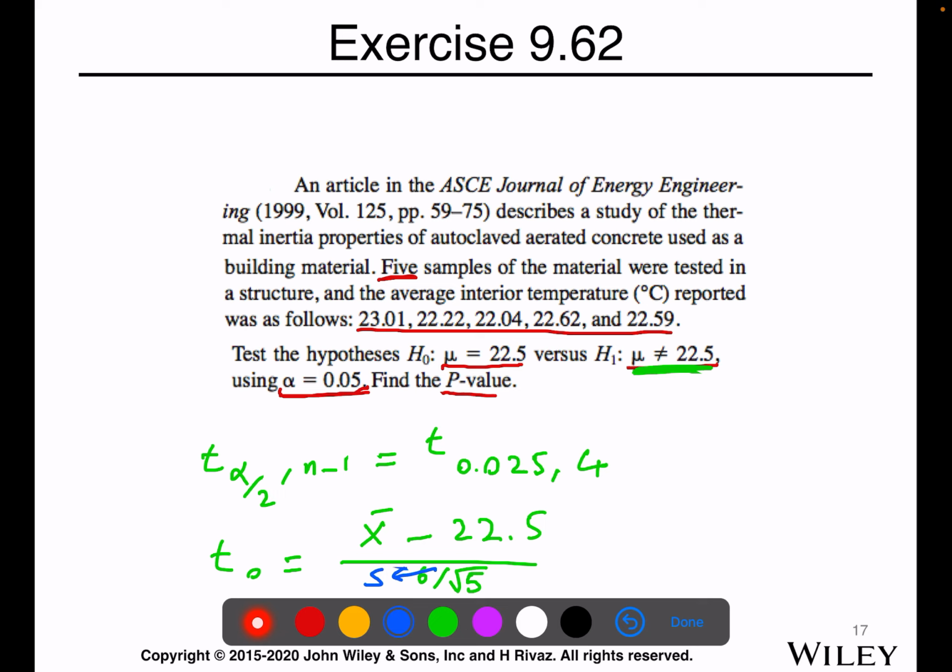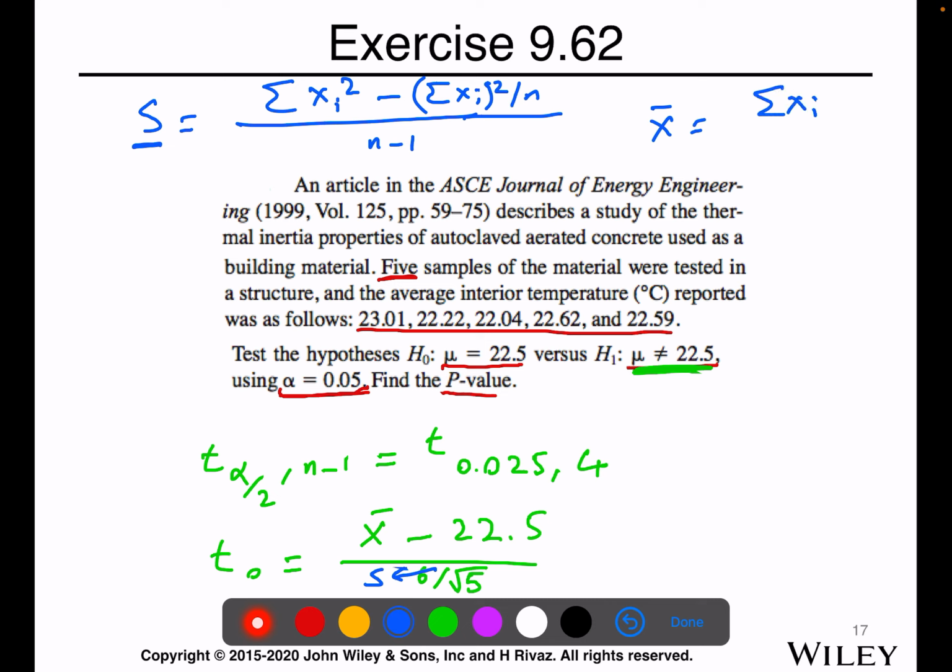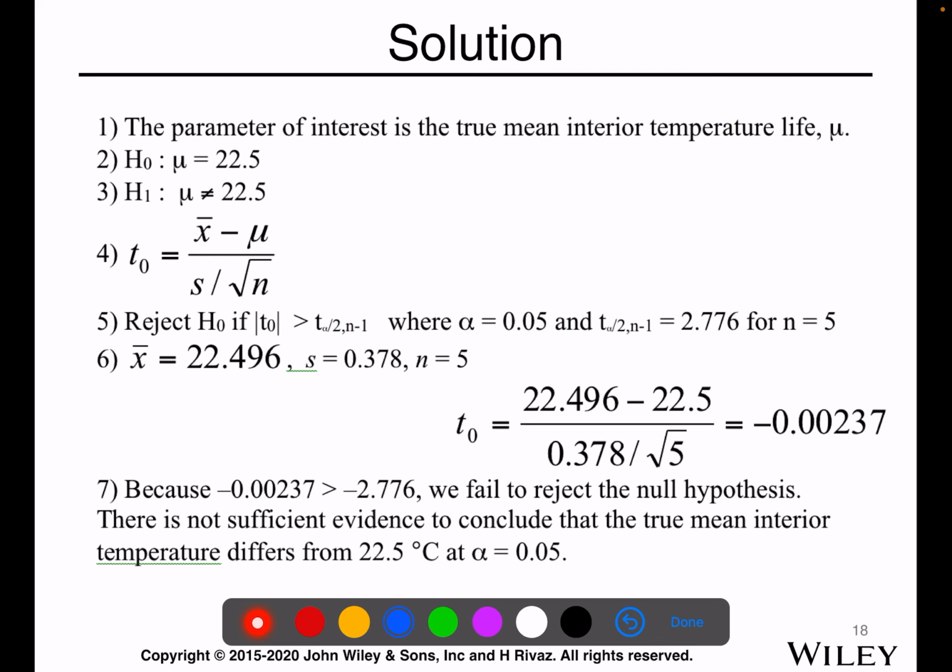And to calculate S, we have to use that equation: sum of xi squared minus the square of the sum of xi divided by n, all divided by n minus 1, something like that. So we have to calculate S using this equation. This equation is in the crib sheet, right? And we also have to calculate x bar, which is the sum of xi divided by 5. Those numbers are in the next slide.